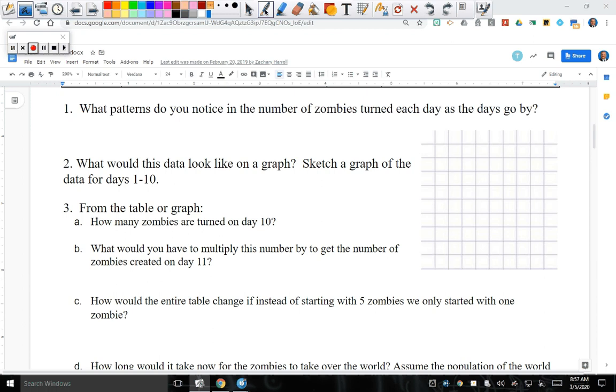It was multiplied by 3. So it was tripled each day, right? Alright, so let's go ahead and write that down. It was tripled each day. Multiplied by 3, basically tripled each day. Okay, so with it being tripled each day, let's go to number 2.